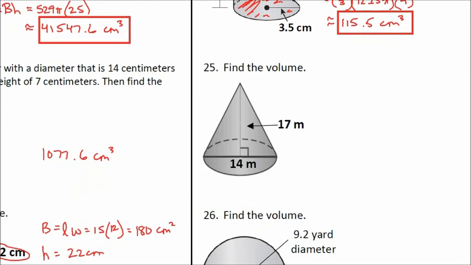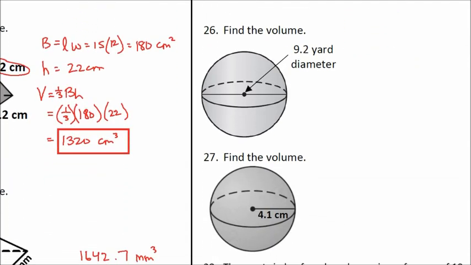Okay, we're back. Let's take a look at question number 25. Hopefully you noticed on this one that the radius is not 14. The radius of this one is equal to the diameter divided by 2. So make sure you get this correct. If you're given the diameter, you have to divide that by 2 to get the radius. Your volume on this cone should be approximately 359.2 meters cubed. Your base area should have been 49 pi meters squared, and your height was 17 meters. Let's go to number 26.